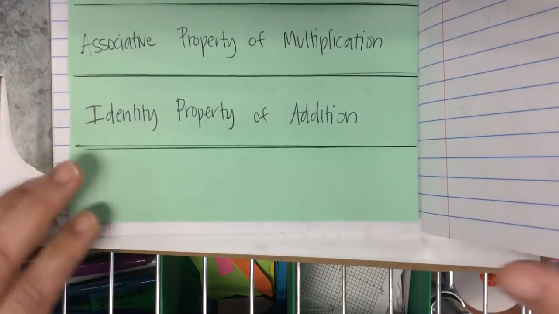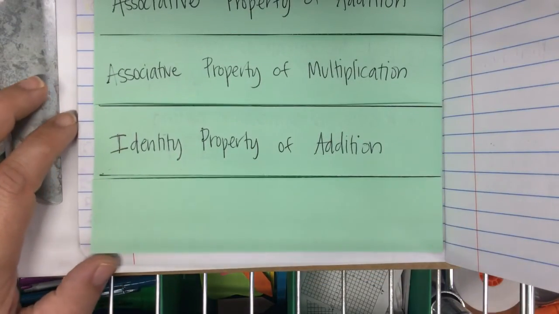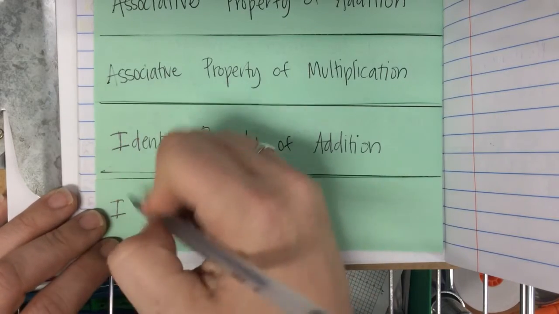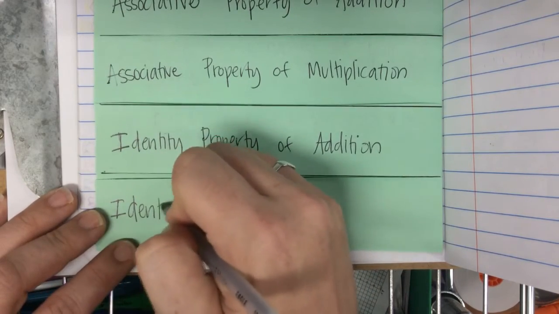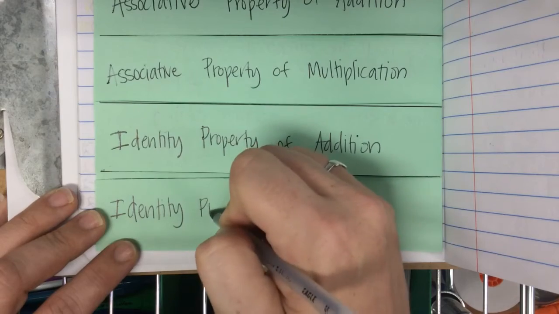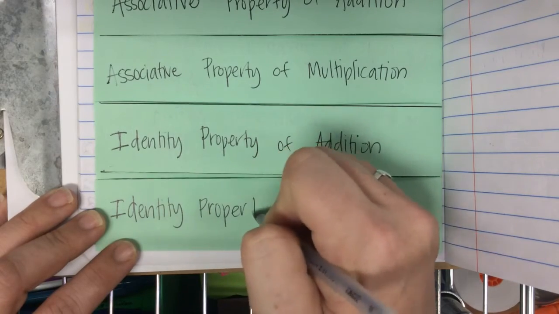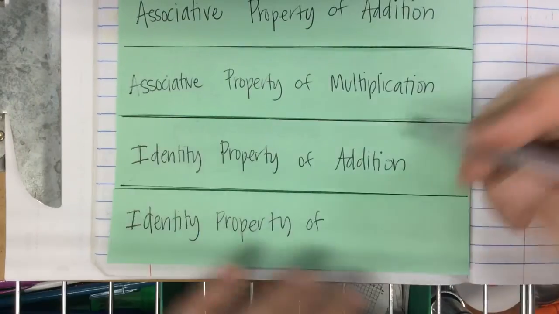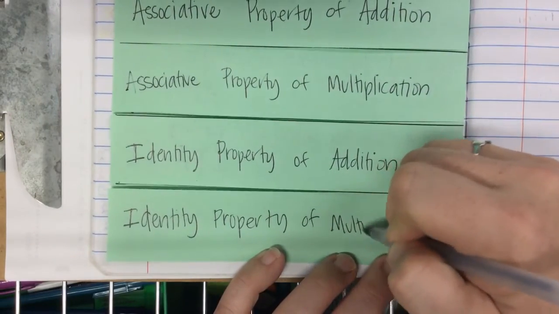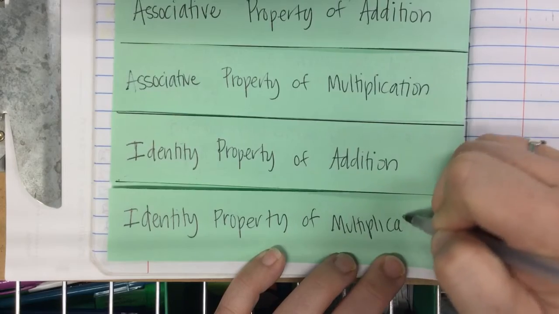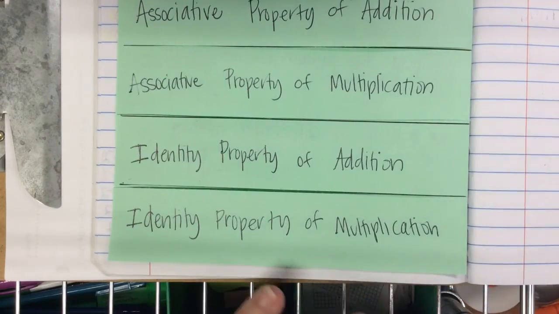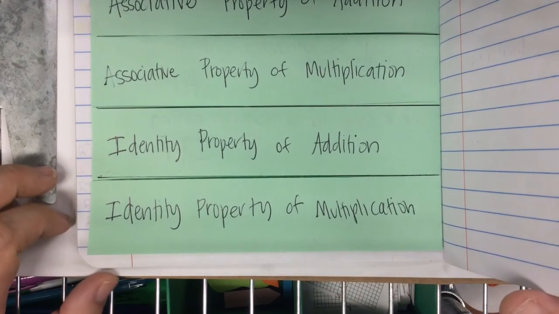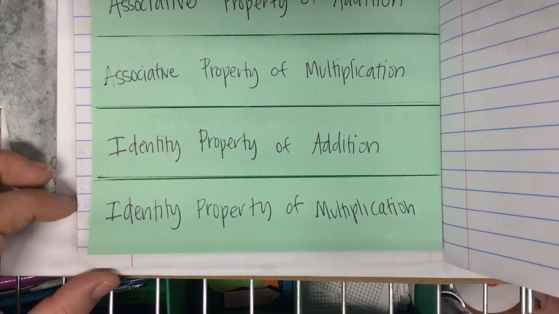So, trick question. Lots of people say this backwards. Don't say it out loud, I just want you to think about it. The identity property of multiplication. Identity property of multiplication.